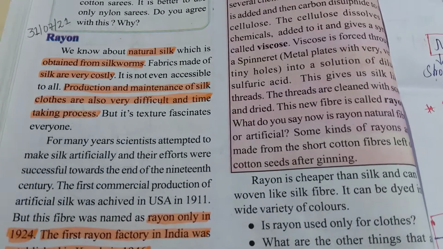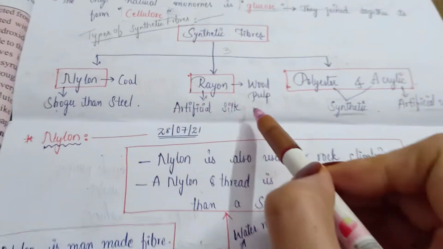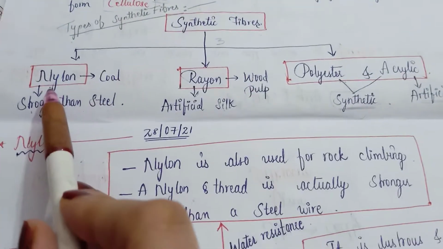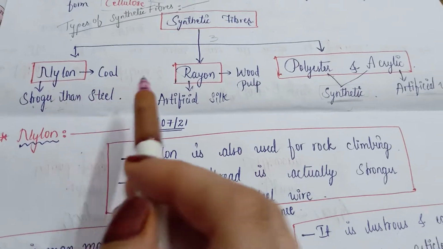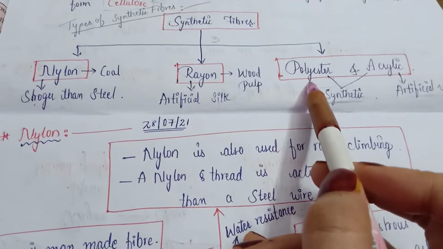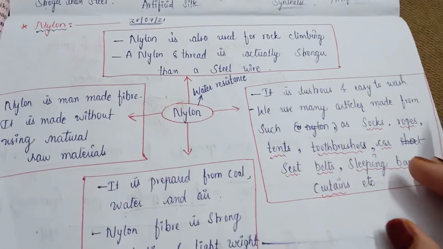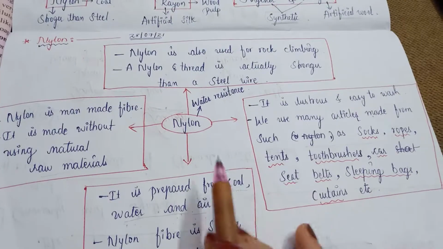From United Public School. So dear students, we started types of synthetic fibers in our last class, remember, and we discussed nylon. Here the types of synthetic fibers are nylon, rayon, polyester and acrylic, right? By seeing this image you can recall your last class, that is about nylon.